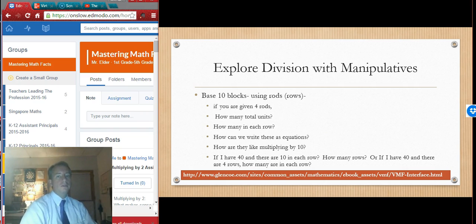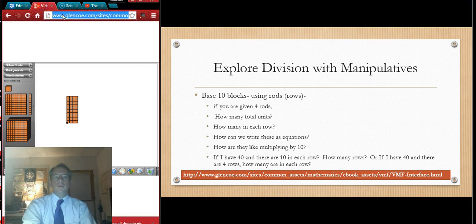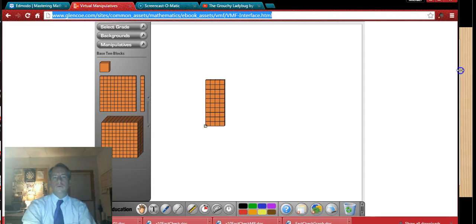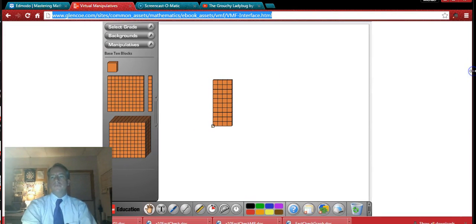Utilizing base 10 blocks is certainly a strong suggestion here. There are certainly plenty of virtual manipulative sites. Since we're doing this online, that's kind of my go-to here. So I'm going to pull up the Glencoe site. It's there on the bottom of your screen. You can just Google Glencoe Virtual Manipulatives. The National Library of Virtual Manipulatives has the same thing.